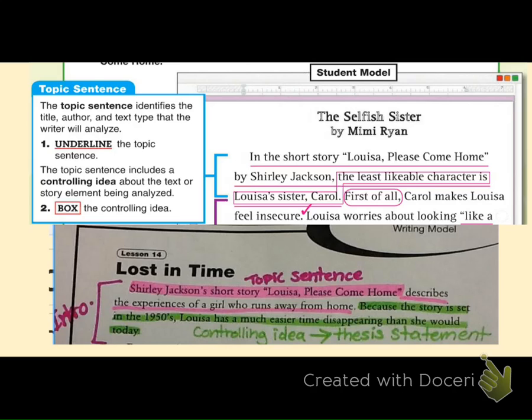Let's go back and check to make sure we have all parts of this introduction. Do we have the title? Yes. The type of text? Yep. Do we have the author? And finally, the thesis statement or controlling idea. So there's the example where you have the introduction as two separate sentences.